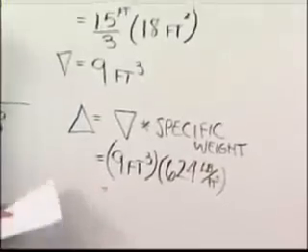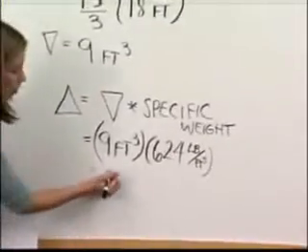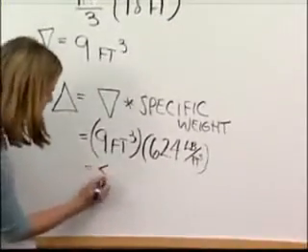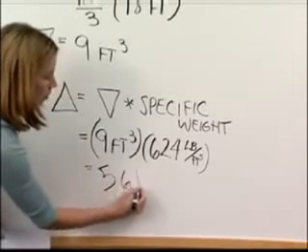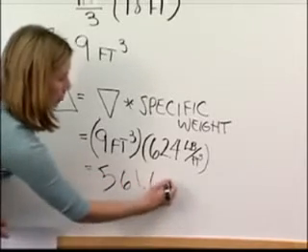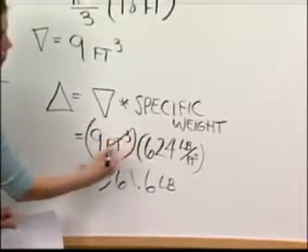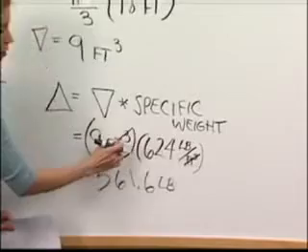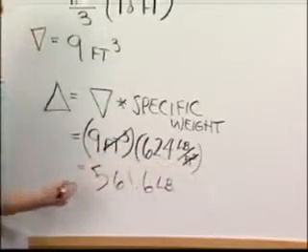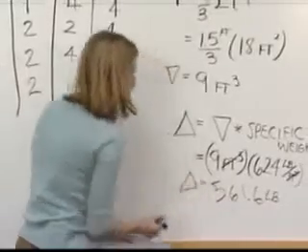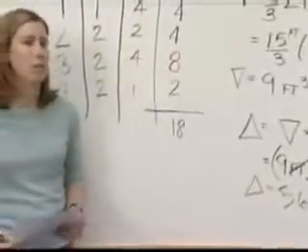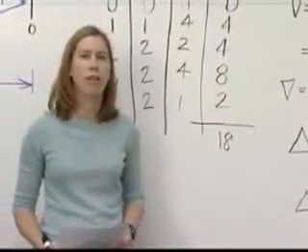When you multiply those together, you get a value of 561.6 pounds. The units are pounds because the feet cubed cancel out between the numerator and the denominator. So that is how you calculate the displacement of your vessel using Simpson's rule in section areas.